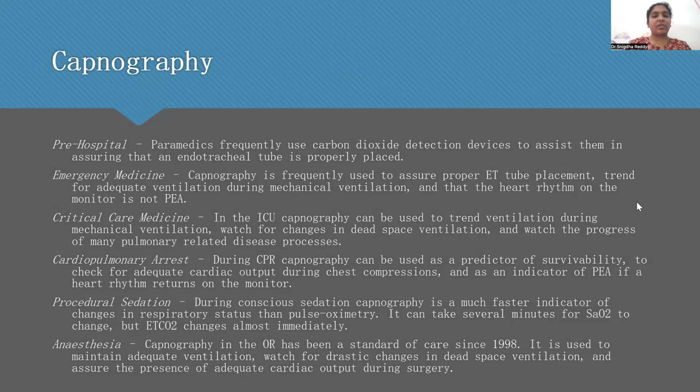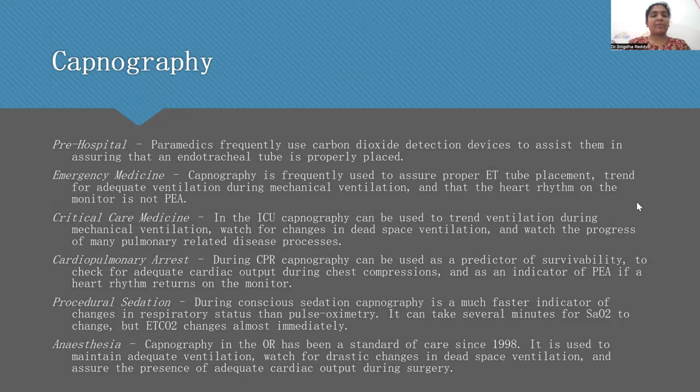Procedural sedation. During conscious sedation, capnography is a much faster indicator of changes in respiratory status than pulse oximetry. It can take several minutes for saturation to change, but EtCO2 changes almost immediately. So based on this, it's better than pulse oximetry for procedural sedation.